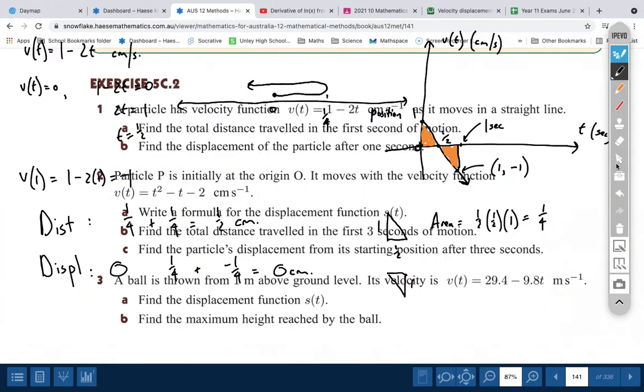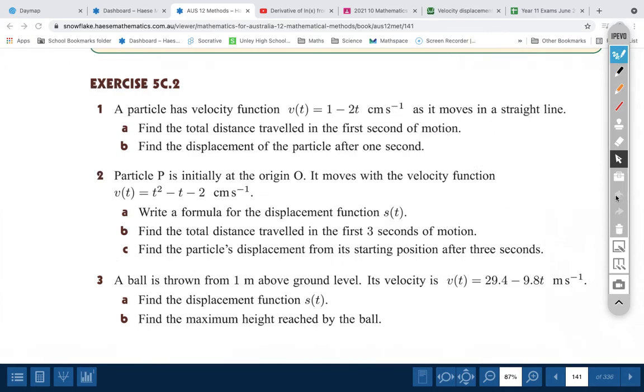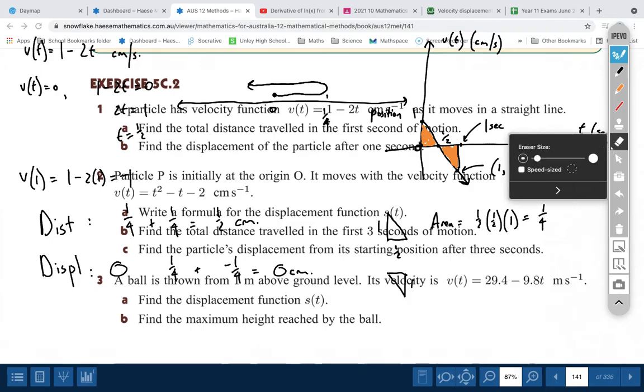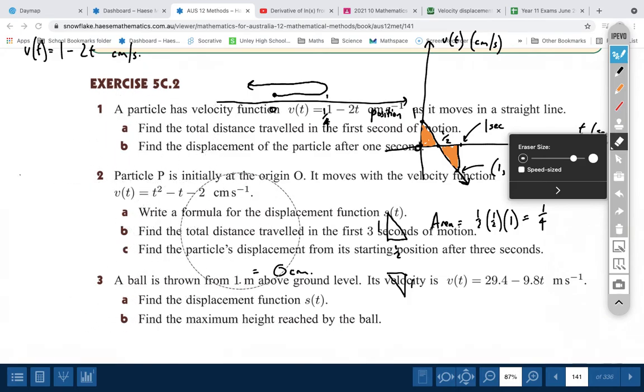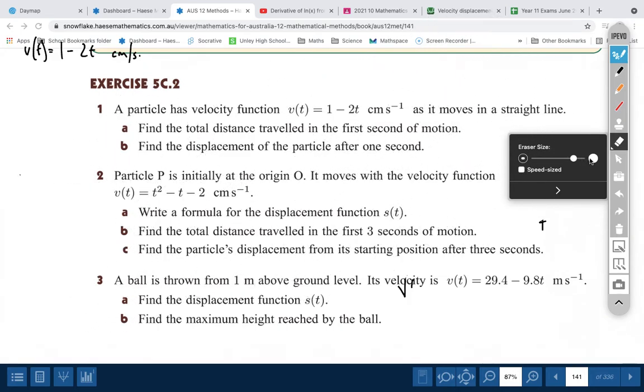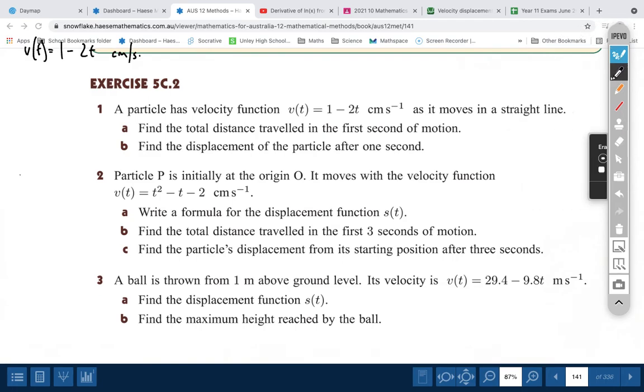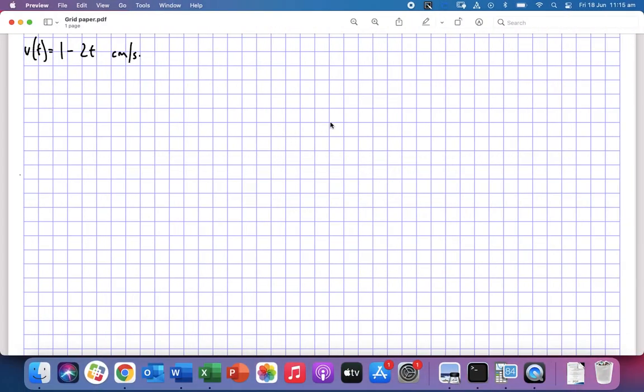I don't know why this won't show on the other screen, but I'm going to, whoa, don't want to erase everything. Need a bigger eraser.